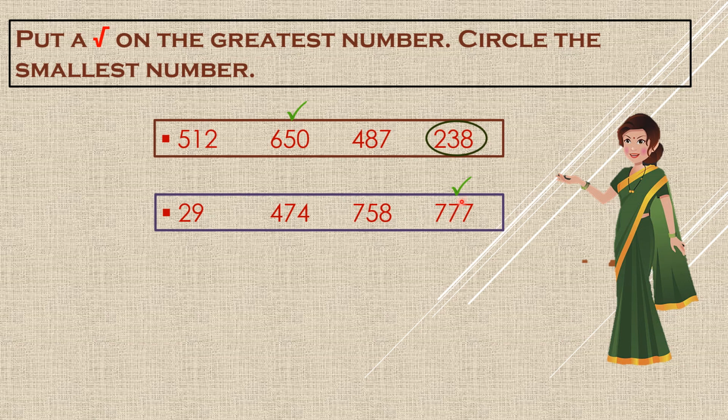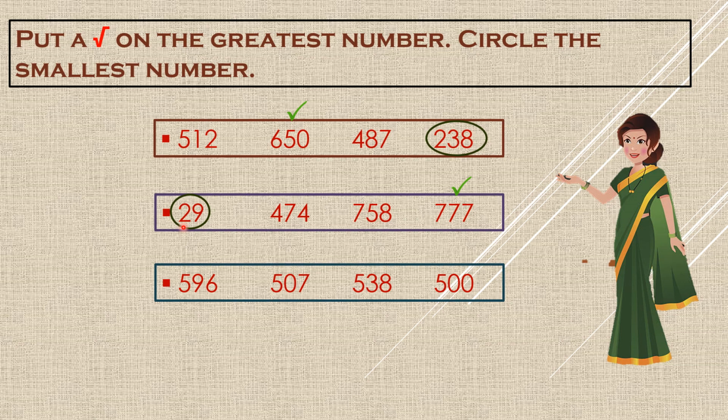We put a tick above that. Now coming to the smaller one. We have one 2-digit number and two 3-digit numbers. So we can easily say that a 2-digit number is always smaller than a 3-digit number. So we have to circle it.